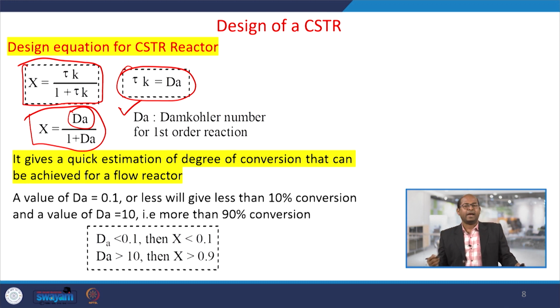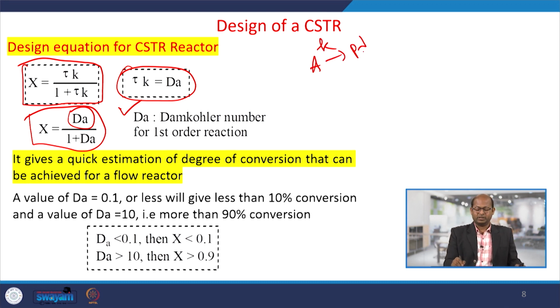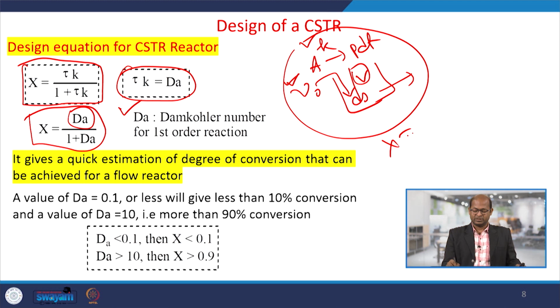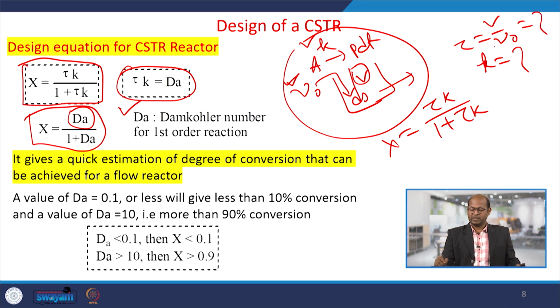So, let us say for a reaction we have this, and for a reactor we have volume V and the volumetric flow rate. So, for a quick estimate, these are the parameters we have: k, volume and volumetric flow rate. Then what would be the conversion we can estimate? Here tau k by 1 plus tau k. The tau value we can easily find out, volume by volumetric flow rate, and the reaction rate constant is given.